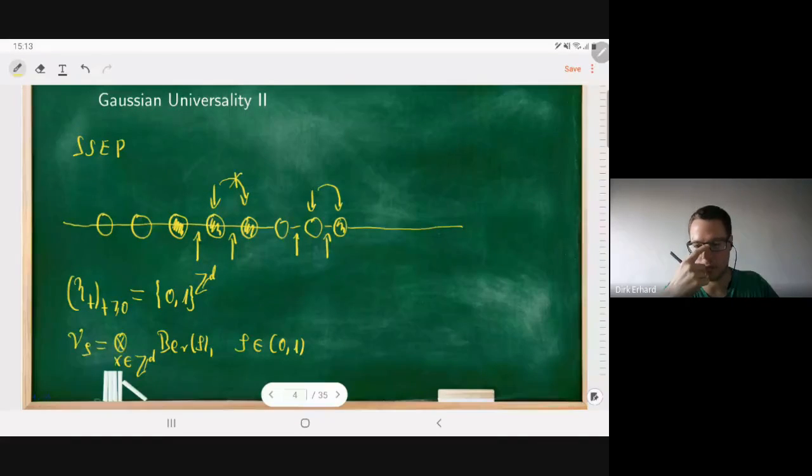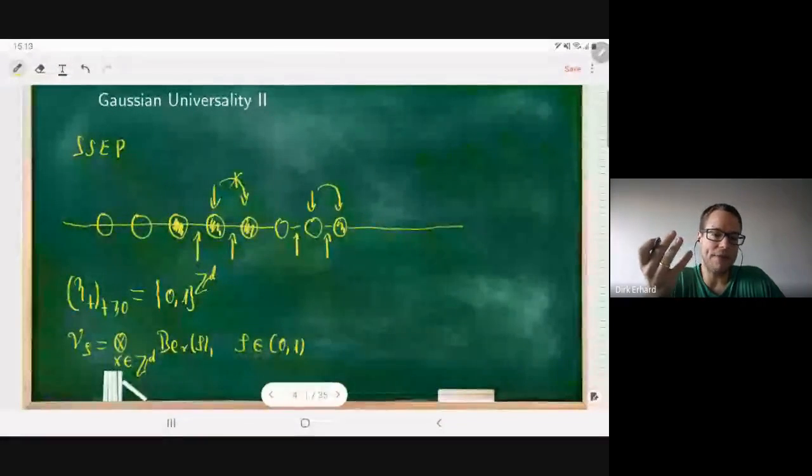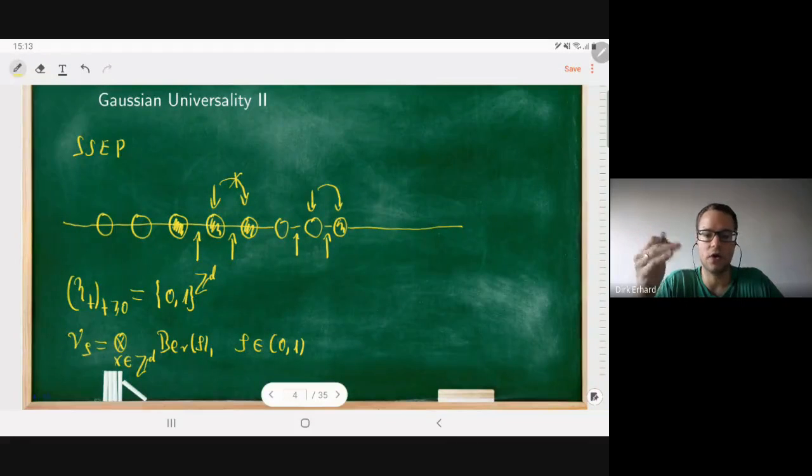0 and 1 would also be allowed, but then it's kind of a boring invariant measure, because if rho were 0, there would be no particle, nothing happens. If rho were 1, there would be particles everywhere and nobody jumps. So these are the interesting invariant measures. And now you can wonder, at the end of the day, they're all a bunch of random walks. One random walk converges to something Gaussian. Does this whole thing converge to something Gaussian, if you rescale in the right way? And the answer is yes.